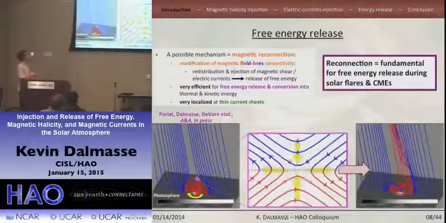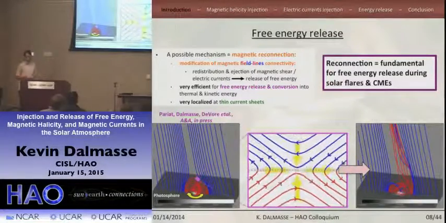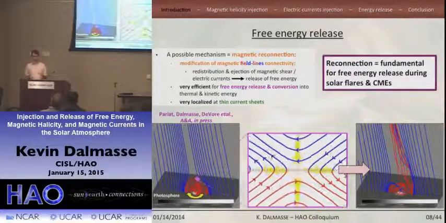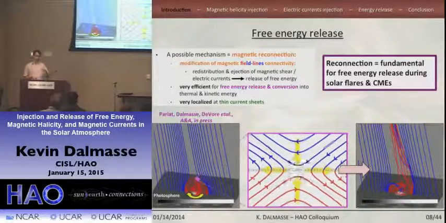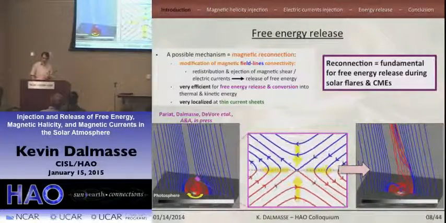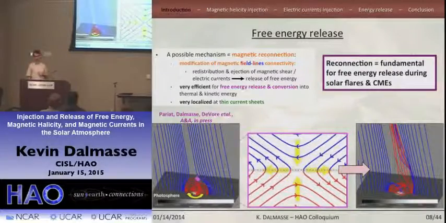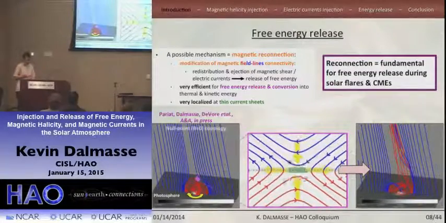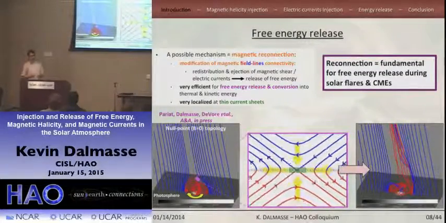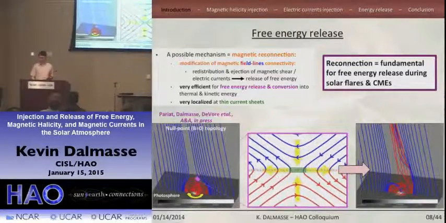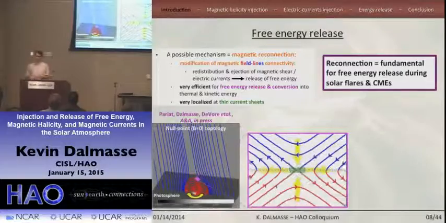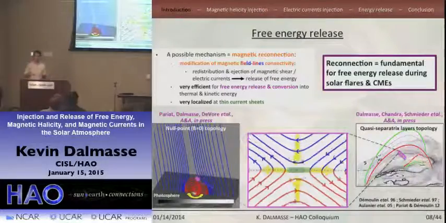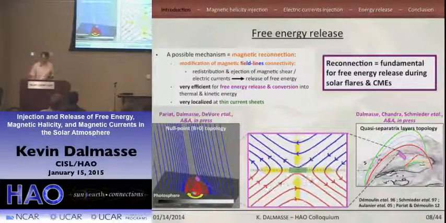One other thing that I want to mention is that magnetic reconnection is a very localized process that occurs at thin current sheets. Thin current sheets are regions where the electric current density has very strong gradients, and these current sheets can form at different regions, such as null points, as was the case here. Null points are regions where the magnetic field vanishes, and more generally, thin current sheets can form at quasi-separatrix layers, which are volumes of strong distortion of the magnetic field.